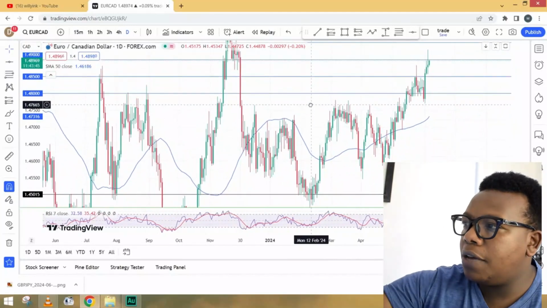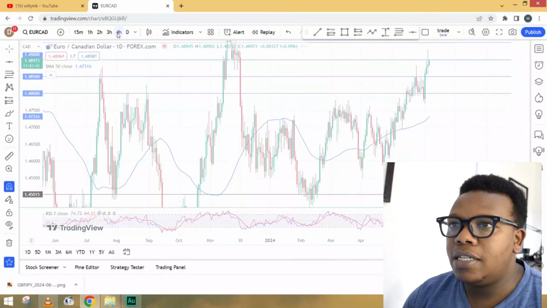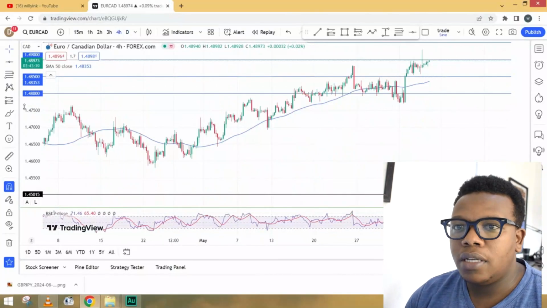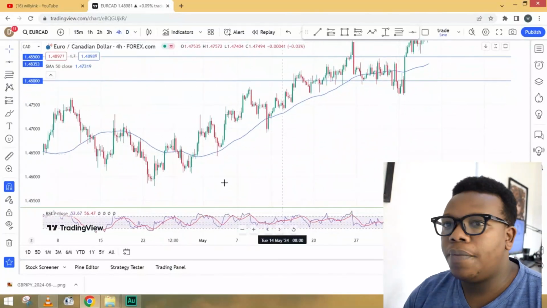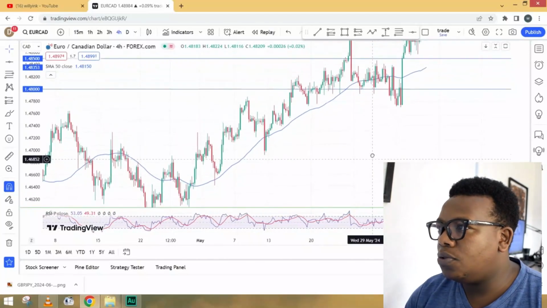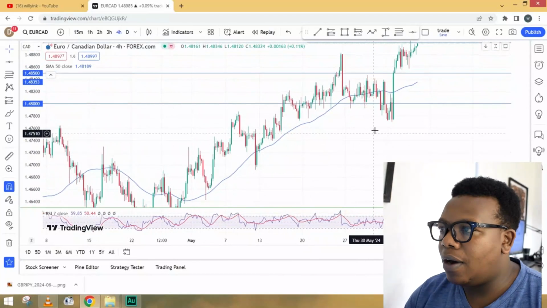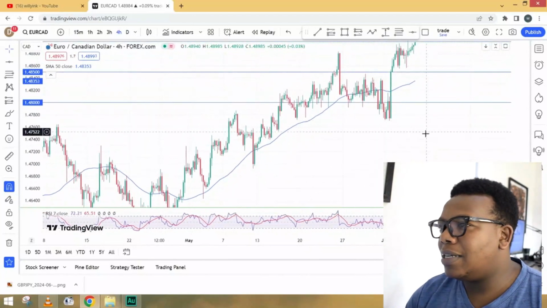On daily time frame, the market is on an uptrend. So let's just narrow down now to the 4 hours. And on the 4 hours, what I want us to do right now is draw a trend line. It's very, very crucial for us to draw a trend line at 4 hours. So as you can see, at the 4 hours time frame, the market is still on an uptrend.